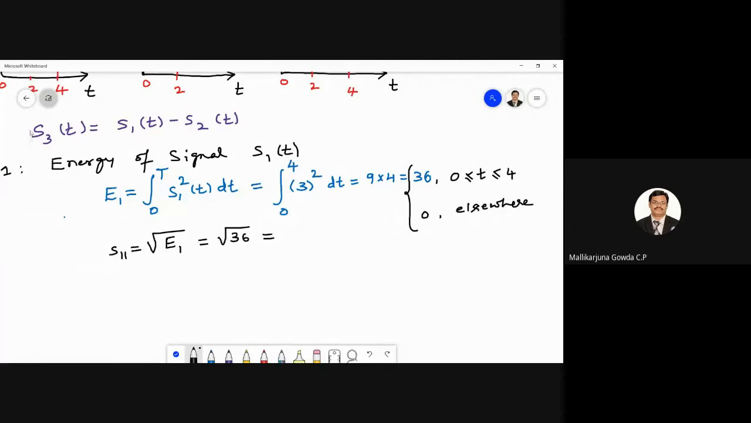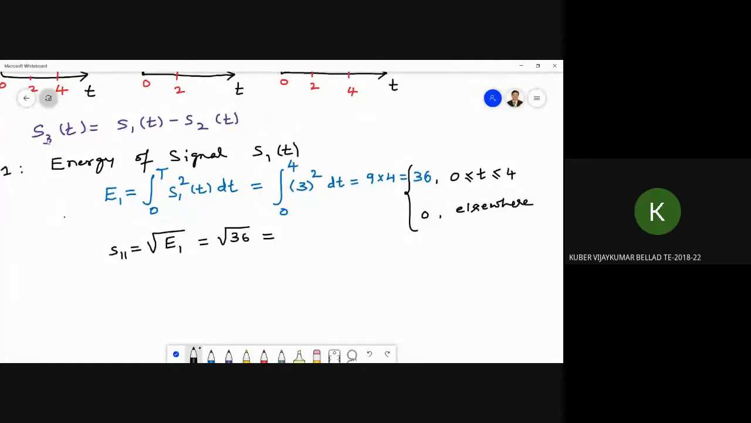No, no assumption. It is from the fact. It is not an assumption. I can obtain S3 of t by subtracting the signal S2 of t from S1 of t. That is one possibility, what you said, right? Another possibility, what Skanda said, I can obtain S1 of t by adding S2 of t and S3 of t. There is also another possibility. So like that we can think. So I have taken this possibility.